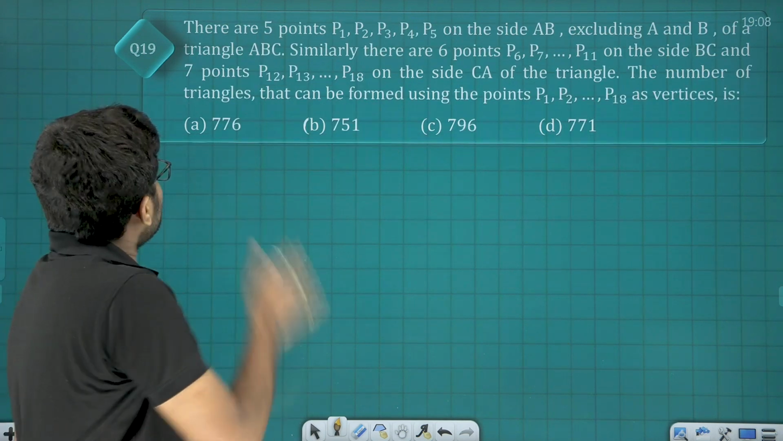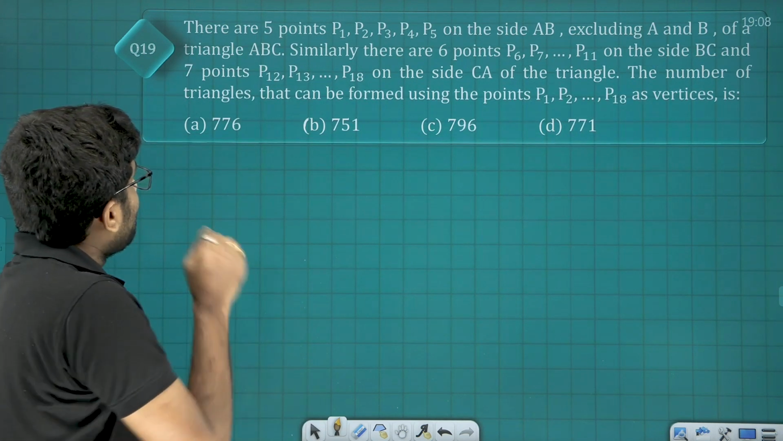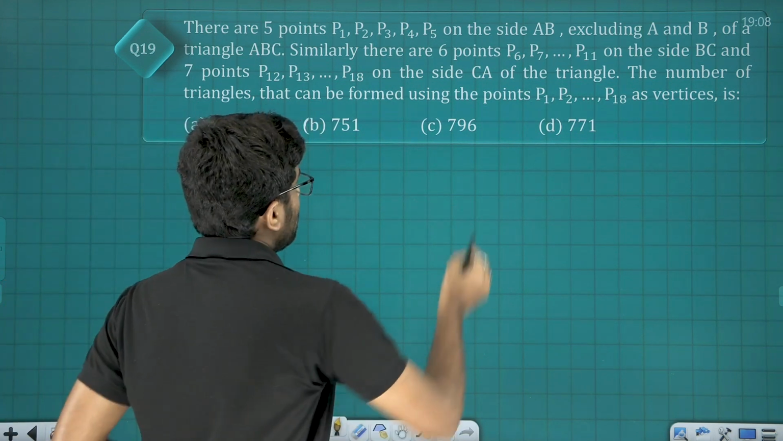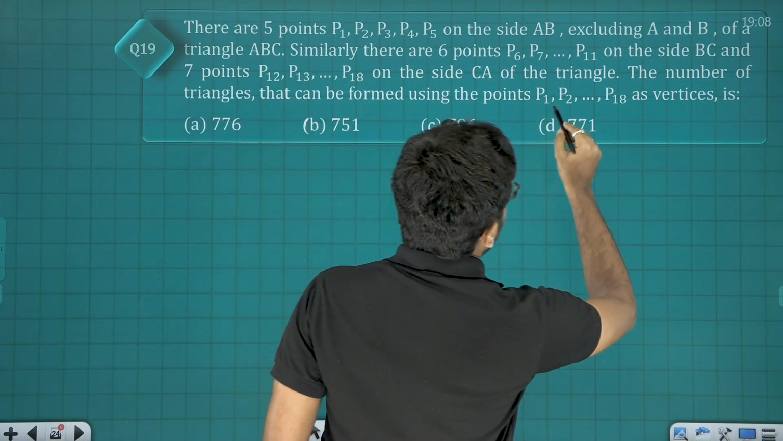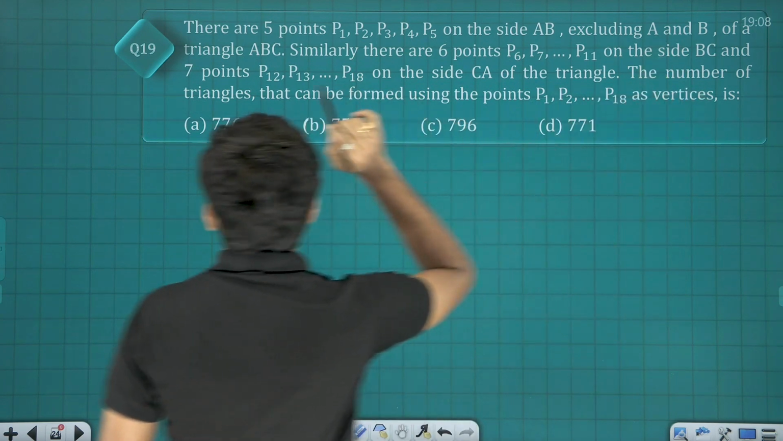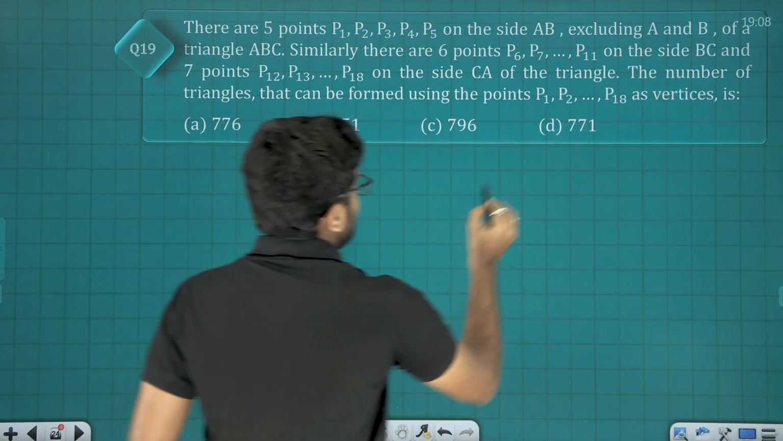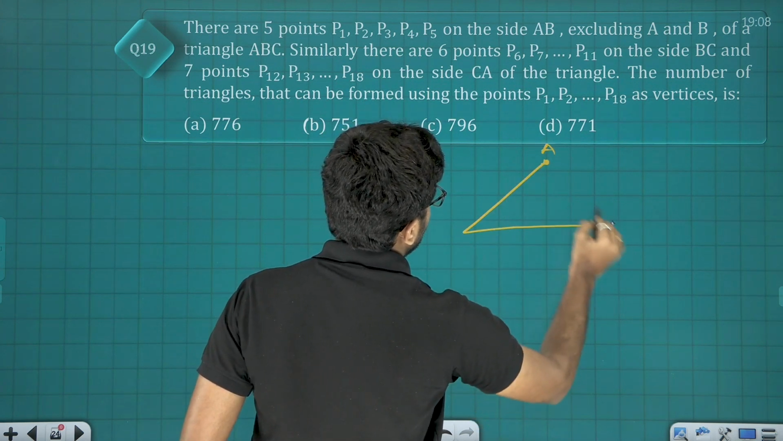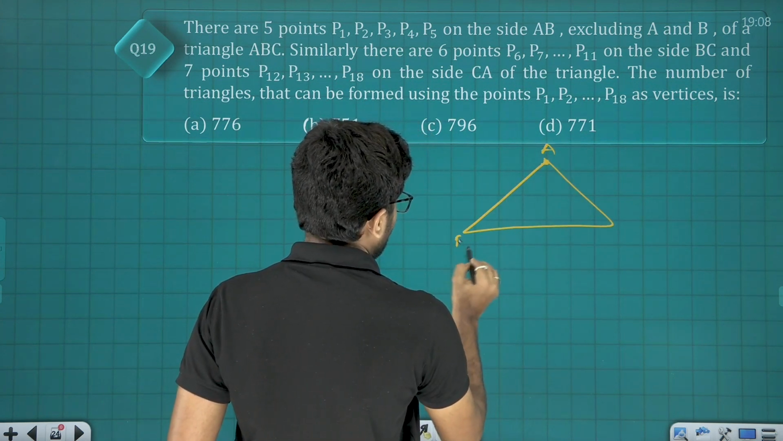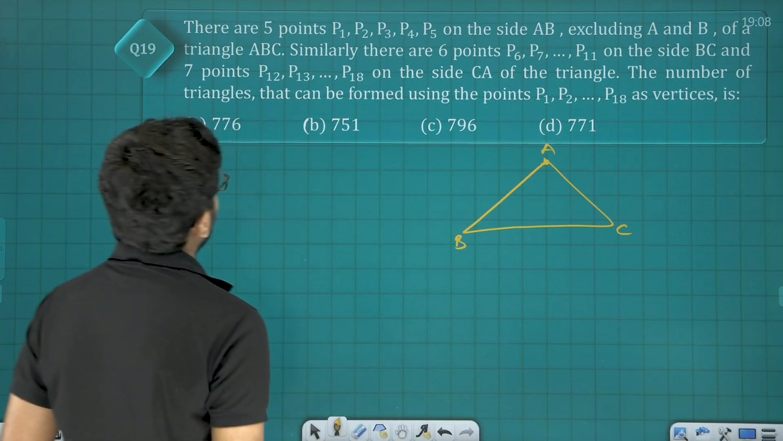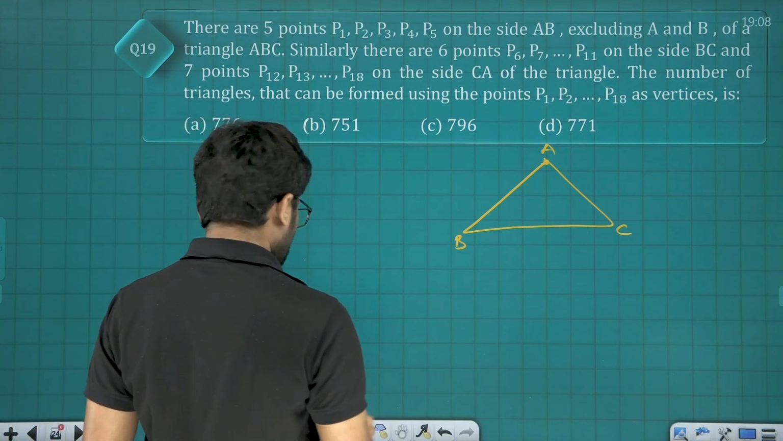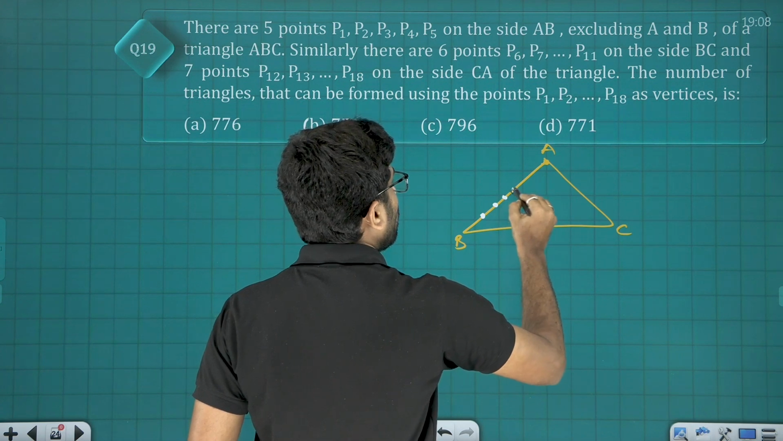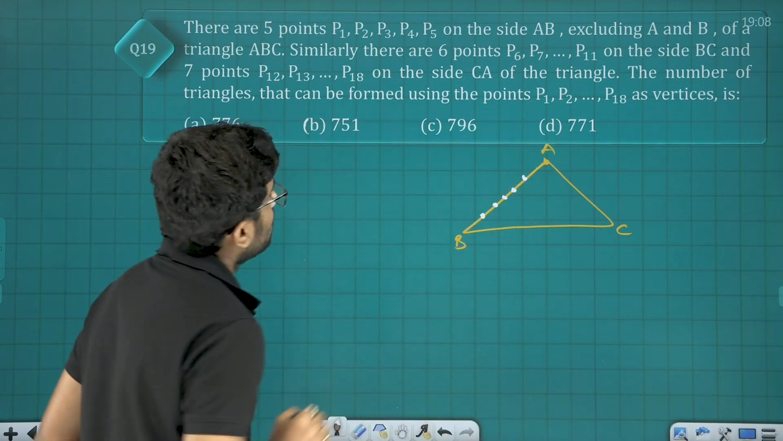Next, in this question, there are 5 points P1, P2, P3, P4, P5 on side AB, excluding A and B, of a triangle ABC. Let's see this, friends. There is one triangle ABC. ABC is a triangle. There are 5 points on side AB, like 1, 2, 3, 4, 5, excluding A and B.